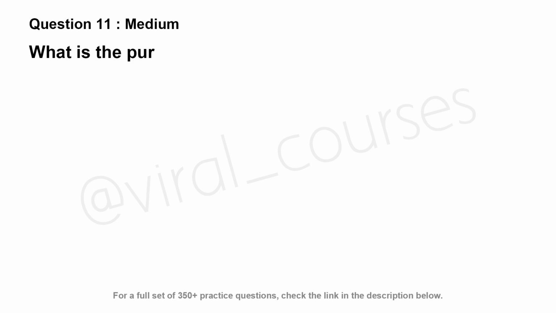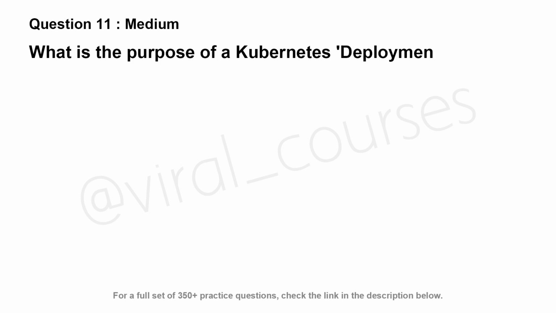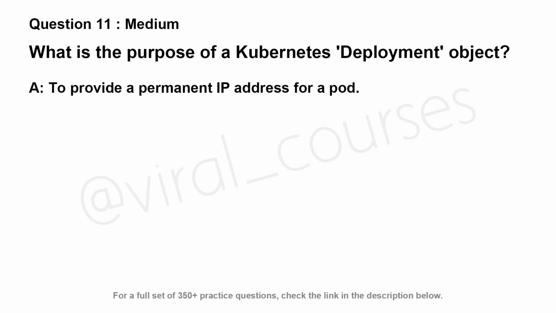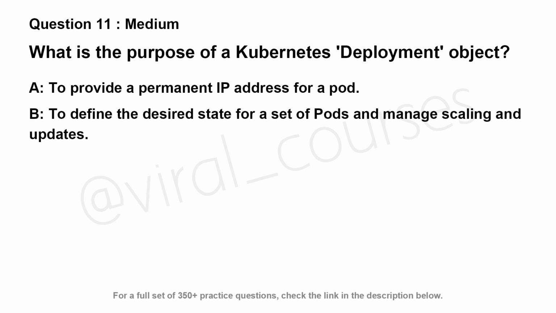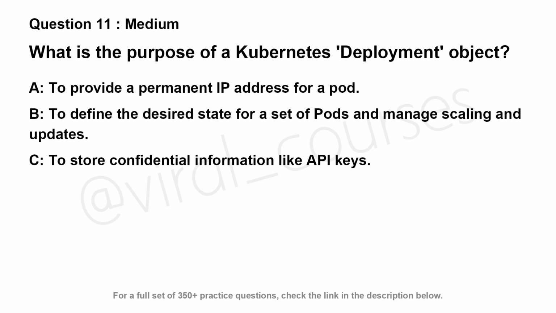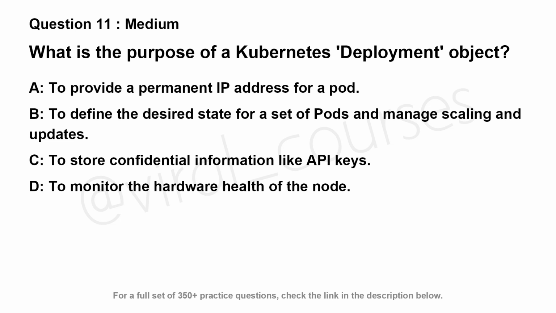What is the purpose of a Kubernetes deployment object? Option A, to provide a permanent IP address for a pod. Option B, to define the desired state for a set of pods and manage scaling and updates. Option C, to store confidential information like API keys. Option D, to monitor the hardware health of the node.